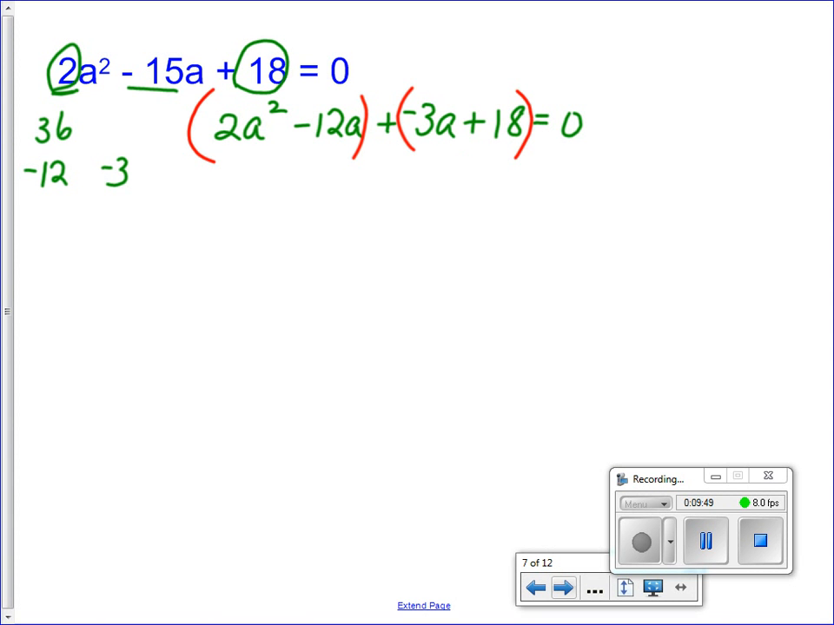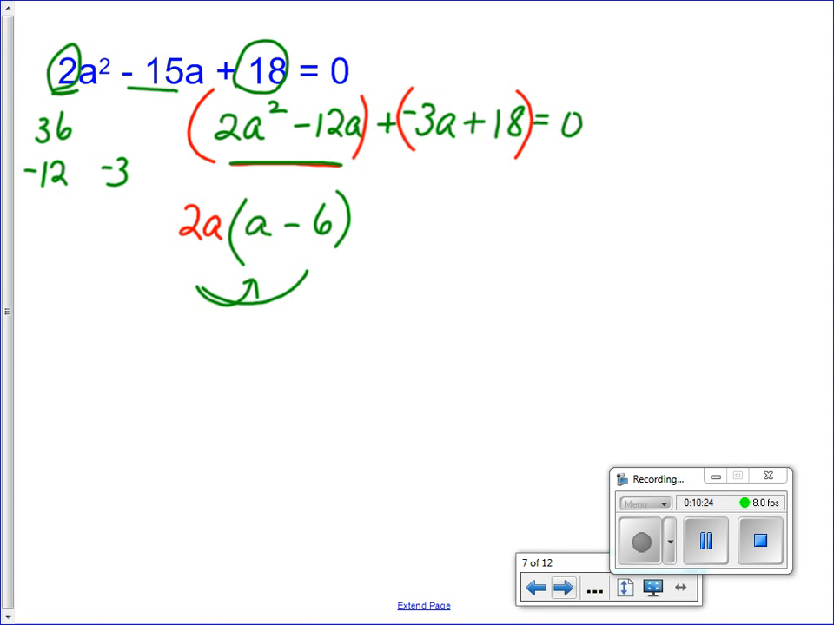My greatest common factor in this first set is 2a. So factoring out 2a, I'm left with a minus 6. All right, and again, check yourself at this point to make sure if I use the distributive property here, do I get the original? And I do. 2a times a is 2a squared, and 2a times minus 6 gives me the minus 12a.